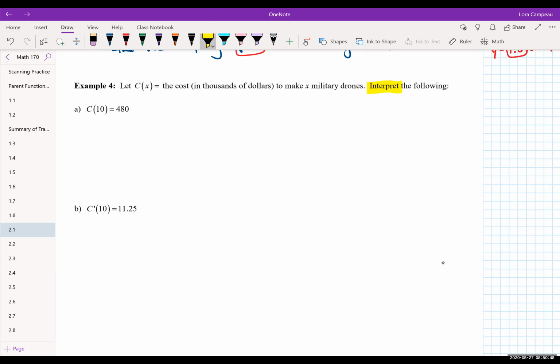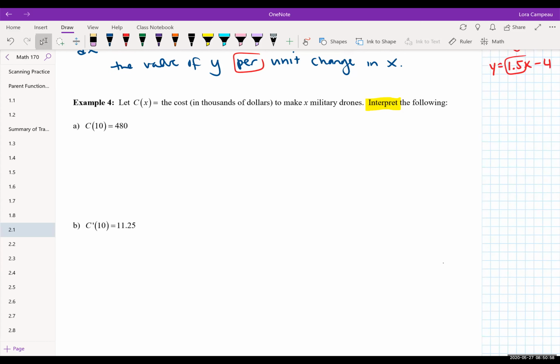So we don't really have anything to calculate this time, but we want to see what we can do to understand this. So a little bit of function notation that we know and love. This one would be, if we were trying to say C of 10 equals 480, we first have to understand what units everyone is defined in. So the X stands for number of military drones, and then the C stands for the cost, but it's in thousands of dollars. So we have to be careful.